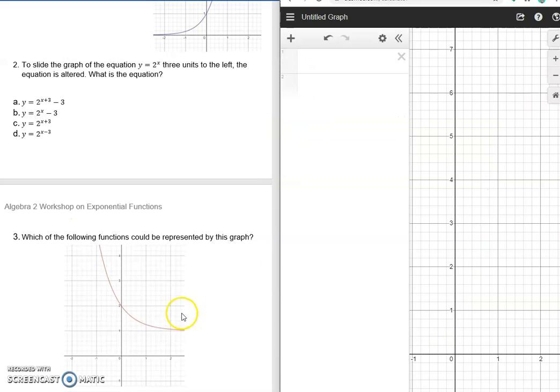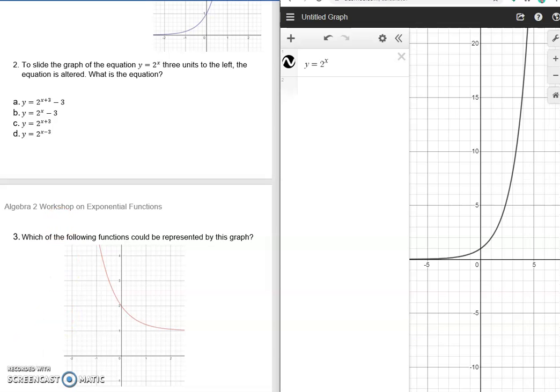Number 2. To slide the graph of the equation y equals 2 to the power of x 3 units to the left, the equation is altered. What is the equation? 3 units to the left is a horizontal slide, and that means that it affects the x value. Then that is to the left, so that's a plus 3. The answer is C. Let's check on Desmos.